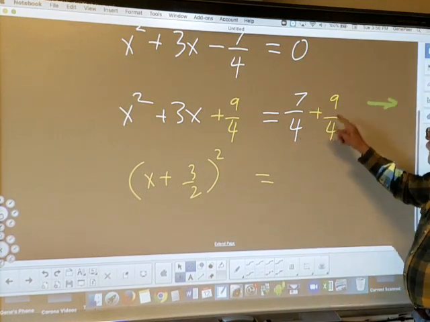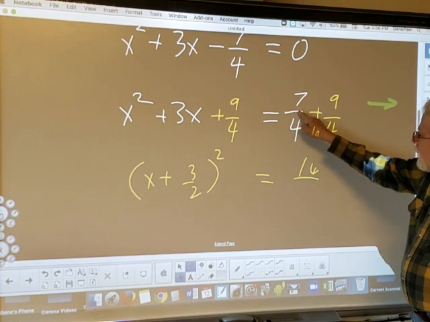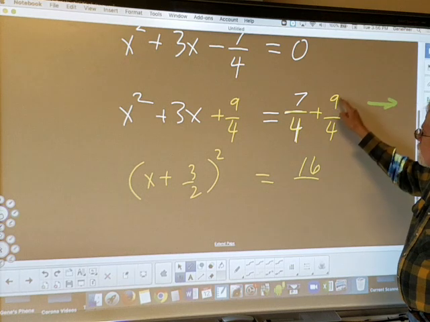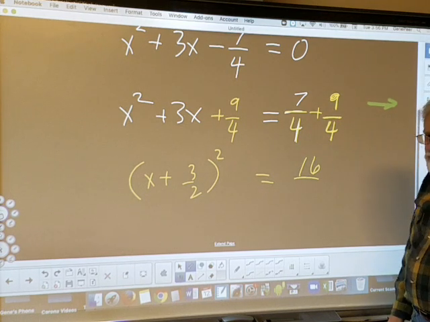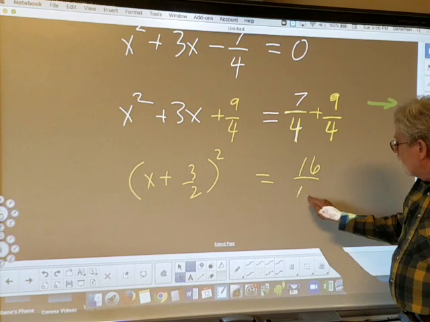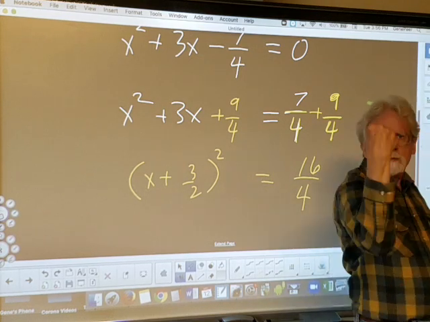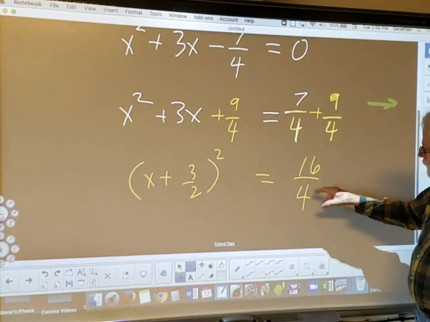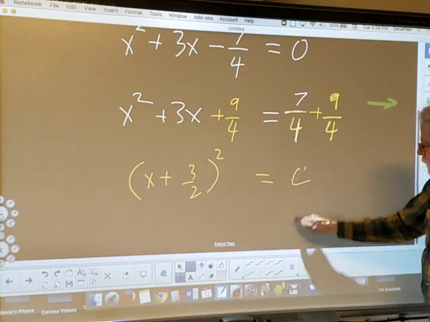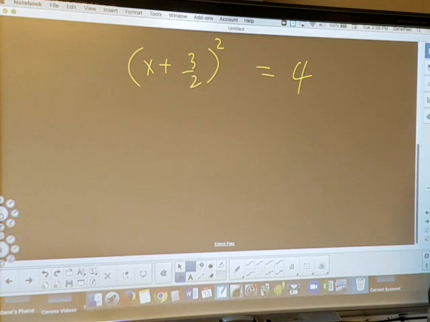7/4 plus 9/4. Don't you dare tell me it's 16/8. 7 of these guys plus 9 more of those guys doesn't give you 16 of something else. It gives you 16 of those guys. Hey, let's just go ahead and use the eraser method and get rid of that 16/4 and change it into a 4. And now you can see how simple this becomes.